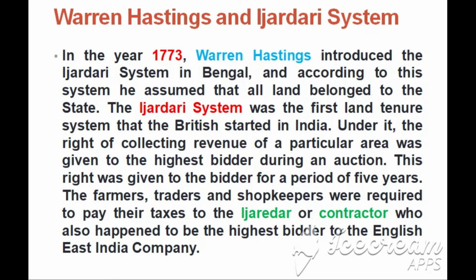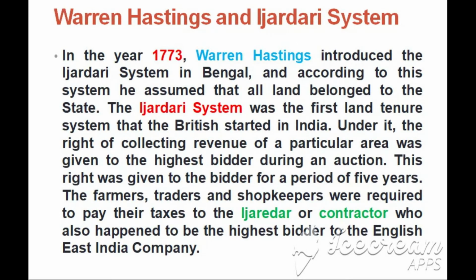In the year 1773, Warren Hastings introduced the Ijardari system in Bengal, and according to this system, he assumed that all land belonged to the state. The Ijardari system was the first land tenure system that the British started in India. Under it, the right of collecting revenue of a particular area was given to the highest bidder during an auction. This right was given to the bidder for a period of 5 years.